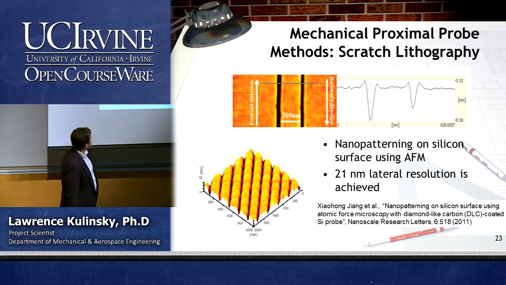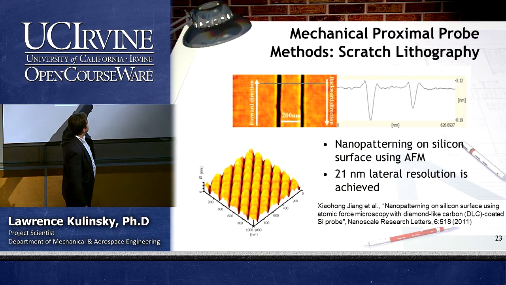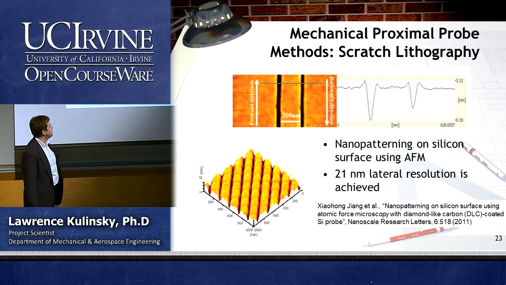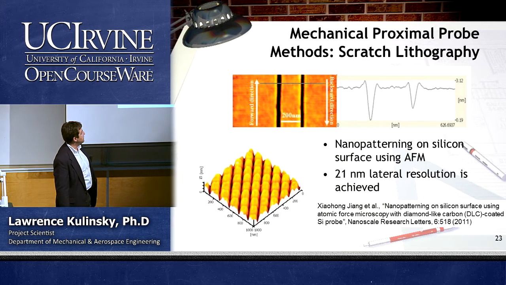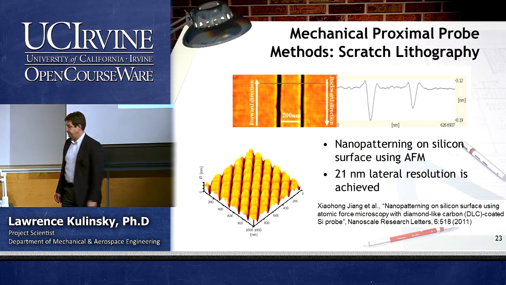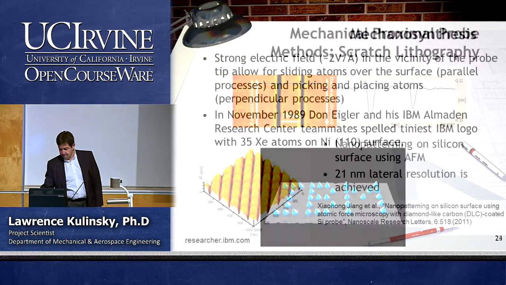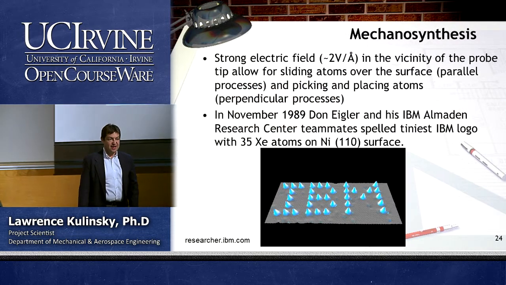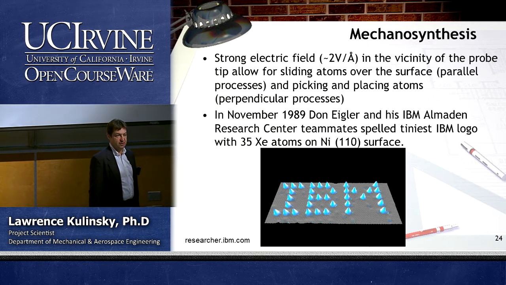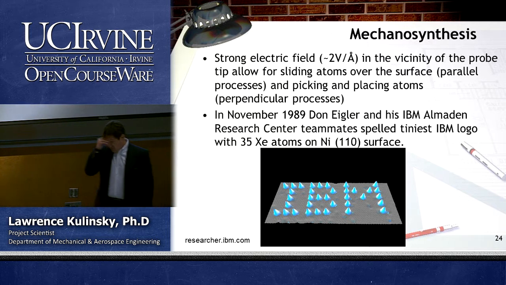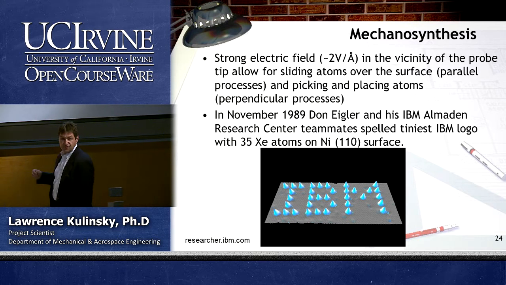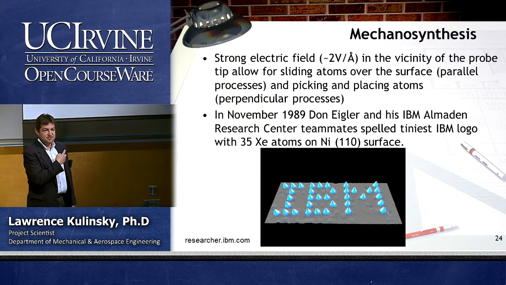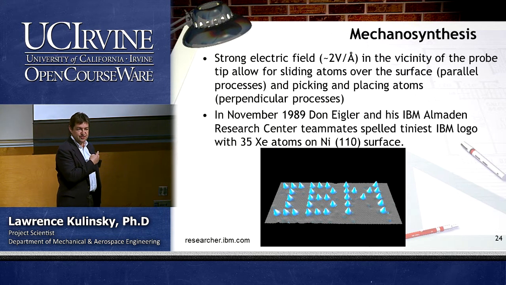So here you have a picture, an AFM scan where 21 nanometer lateral resolution has been achieved. Okay, fun part. We can actually manipulate individual atoms. So in November of '89, and that picture actually prompted me to go into material science.